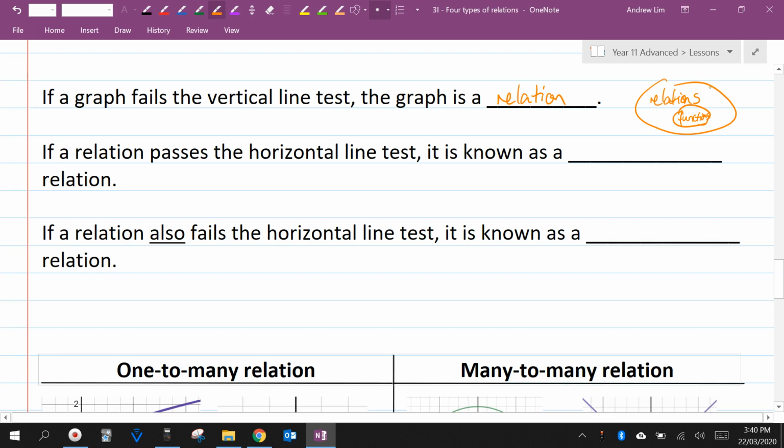So if a relation passes the horizontal line test, it is known as a one-to-many relation. However, if it fails the vertical and horizontal line test, it is known as a many-to-many relation. So what does that look like?